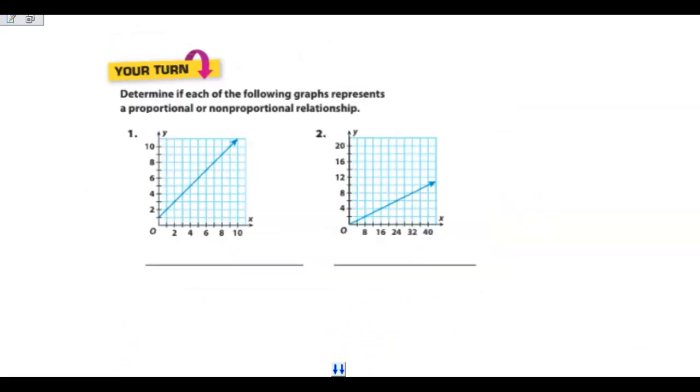If I look at your turn number 1, is this linear? Is it proportional, or is it non-proportional? If you said that it's linear but non-proportional, you are correct. Take a look at number 2. Answer, is it linear or non-linear, and is it proportional or non-proportional?